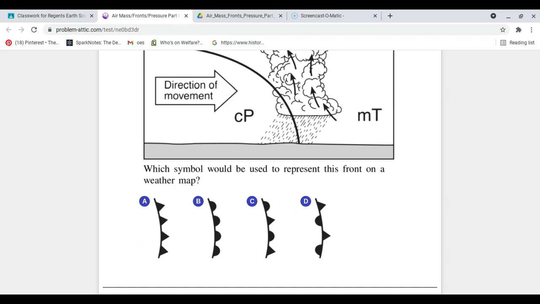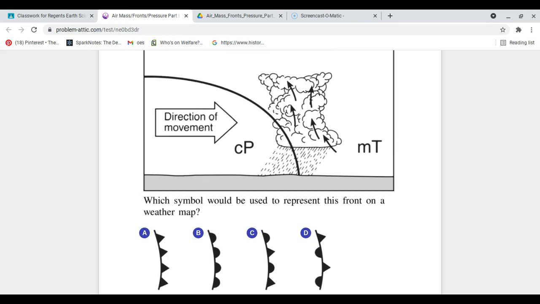Continental polar, so we know that that's cold, right? And the maritime tropical. And on your reference table, you've got at the very bottom on page 13, all the front symbols. Which one would be the direction? Which symbol would represent this front on a weather map? So where that long solid black line is, what would that solid black line look like? Okay.